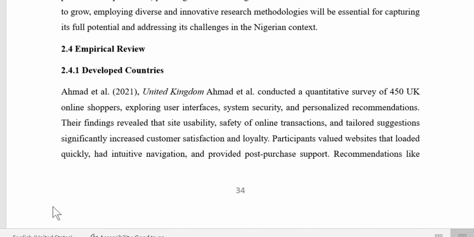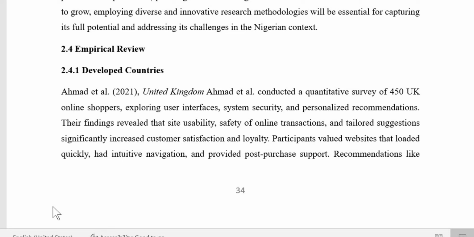Look at this one now, the empirical review of a developed country. So we are looking at the one on a developed country. We are looking at Ahmed 2021 in the United Kingdom. So look at Ahmed now. Ahmed conducts a quantitative survey of 450 UK online shoppers. That's what I'm telling you: 450 UK online shoppers. That can be my sample. Then what are the user interface features explored? Looking at this person's independent variables, like system security and personalized recommendation. Now look at Ahmed's findings. Ahmed revealed that site usability, safety of online transactions, and tailored suggestions significantly increase customer satisfaction and loyalty. That is the finding for Ahmed.